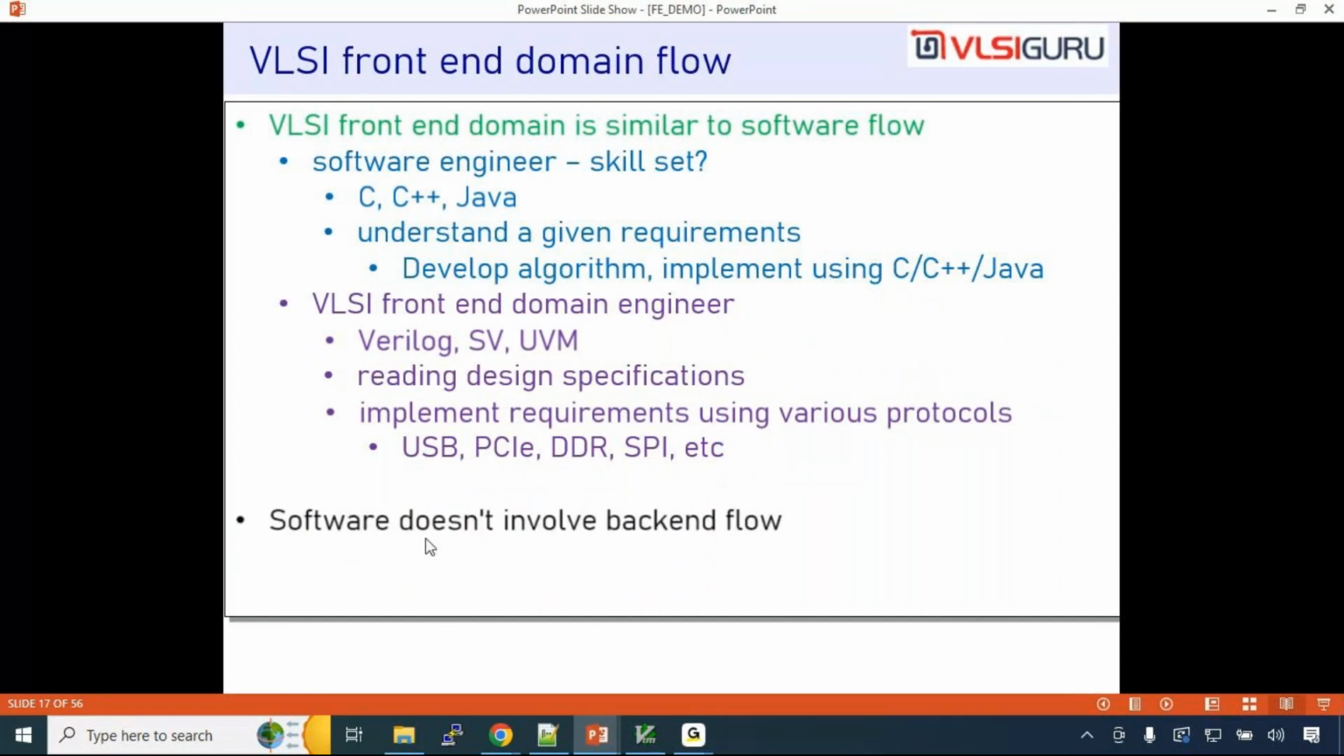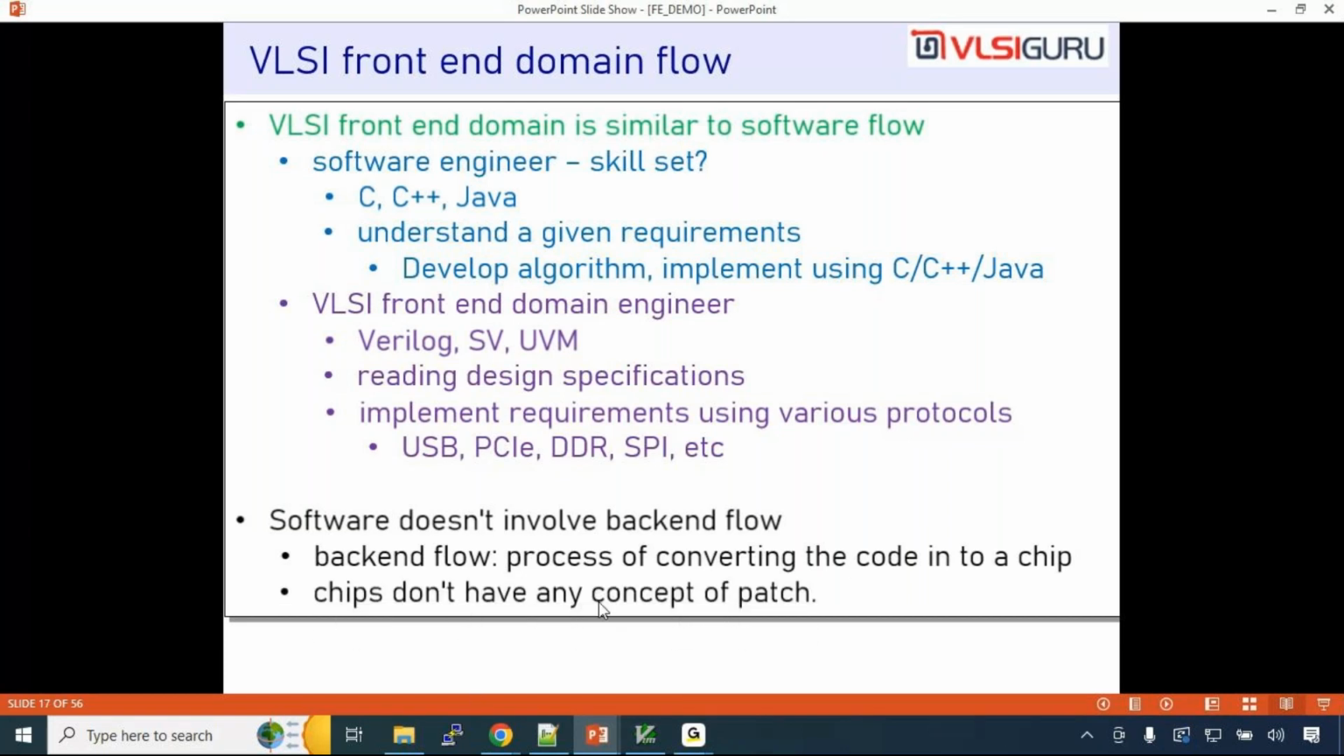See, in software, there is no backend flow. Because do you manufacture a software? No, right? Once you develop the software, it is installed into the laptop and it is used. You don't manufacture a software. Because of that, a very important thing happens. So what does backend flow mean? The process of converting the code into a chip is called backend flow.